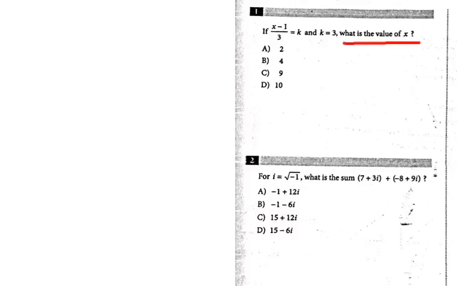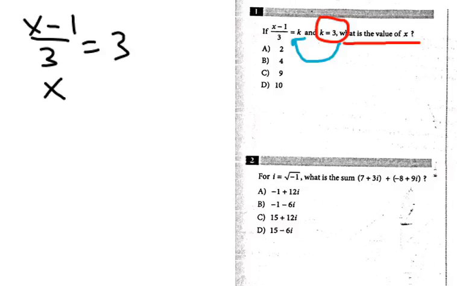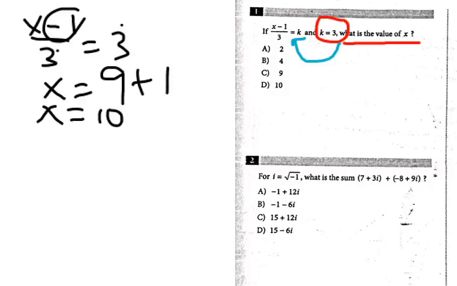Given that k equals 3, you can substitute k by 3 here. Then the equation looks like (x minus 1) over 3 equals 3. So x equals 3 times 3, which is 9, and then the minus 1 moves over and becomes plus 1. So x equals 10 for the first one. So the answer is D.